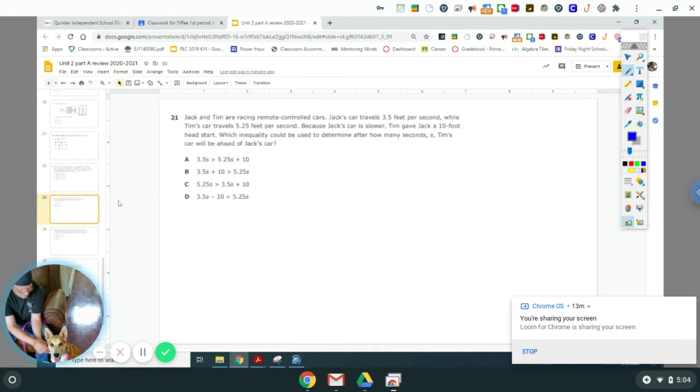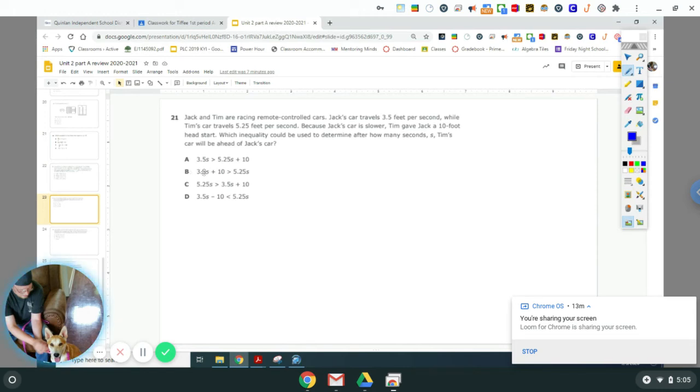All right, 21. Jack and Timmy are racing remote control cars. Jack travels 3.5 feet per second, while Tim travels 5.25 feet per second. Because Jack's car is slower, Tim gave Jack a 10-foot head start. So Jack is 3.5x plus 10. So that should be correct.